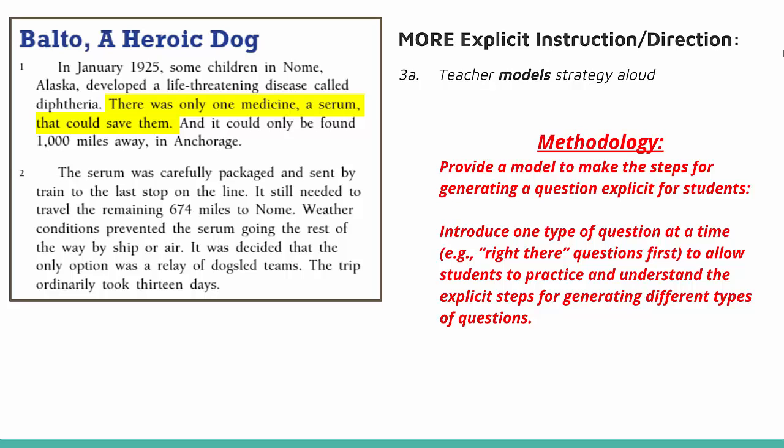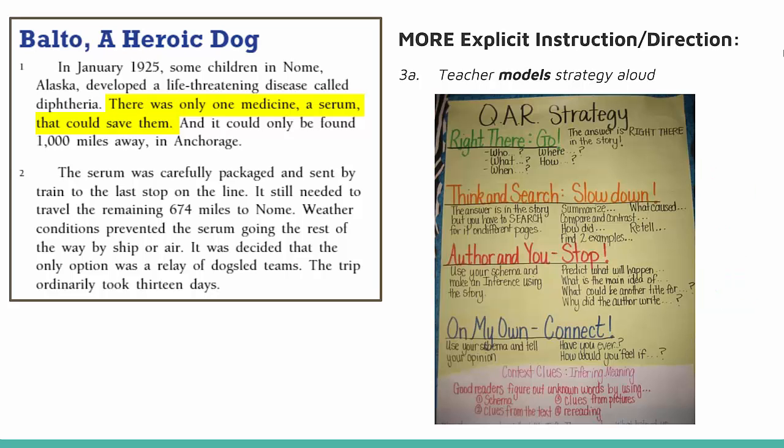For example, introducing one type of question at a time, like a right there question, first, will allow students to practice and understand the explicit steps for generating different types of questions. One of these strategies is the QAR strategy. This is an anchor chart that might be displayed somewhere in the classroom.